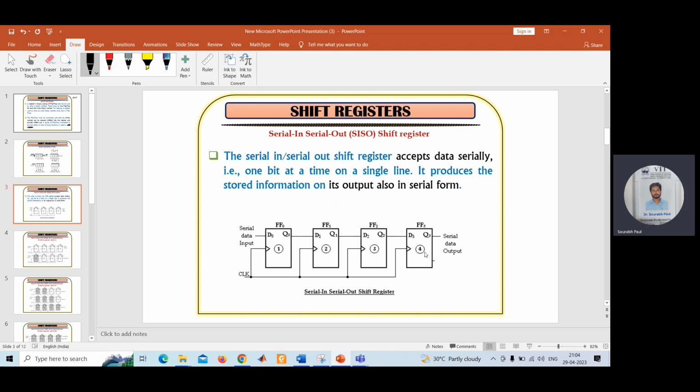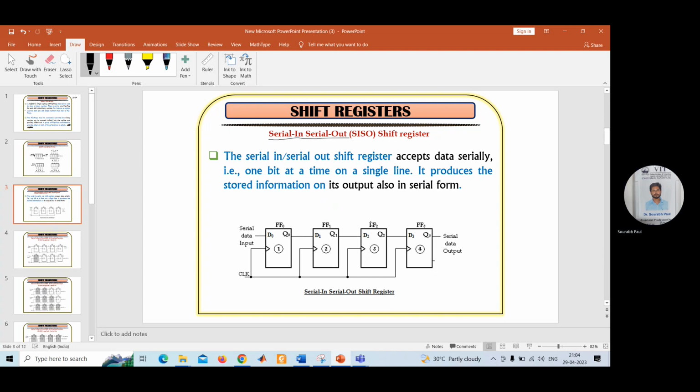Now, first of all, serial in, serial out. As the name indicates, we need to enter the data serially and we need to collect the data serially from the output of the register. Here one example is shown where 4 flip-flops are there. The combination of these four flip-flops is constructing a serial in, serial out shift register.